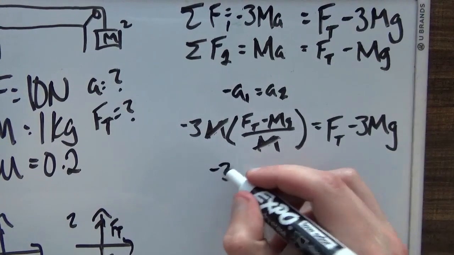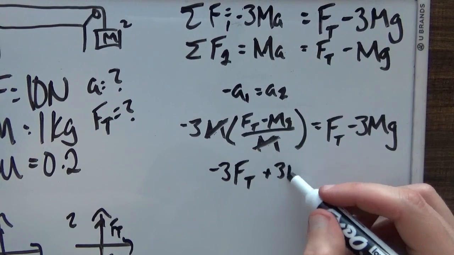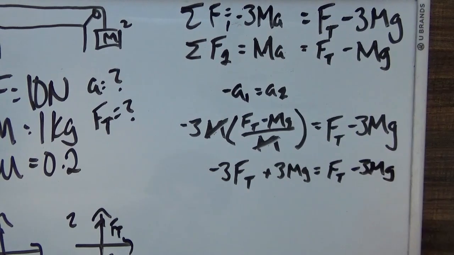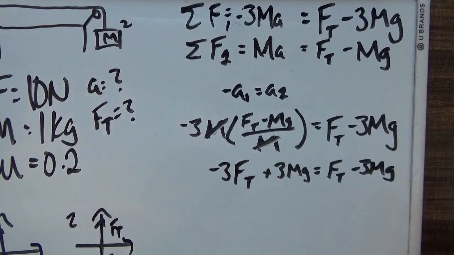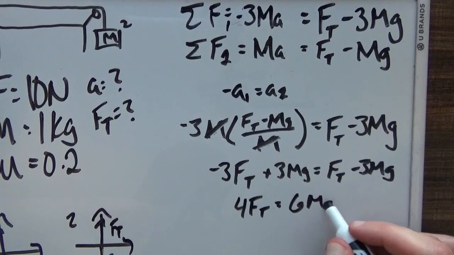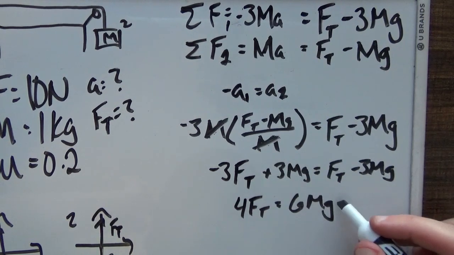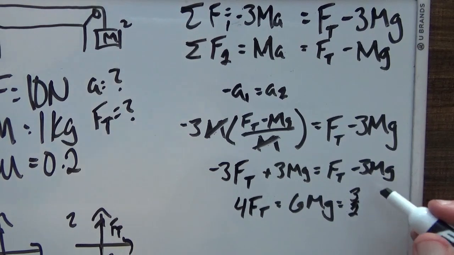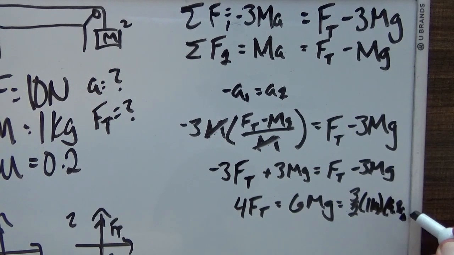The m's go away, minus 3 Ft plus 3mg is equal to Ft minus 3mg. So I can just move the Ft over, move the mg over, so that I would get 4 Ft is equal to 6 mg. And I know mg, so if I just move this 4 over here, so divide by 4, this would simplify to 3/2 times m, which is 1 kilogram, times g, which is 9.8 meters per second squared in my case.